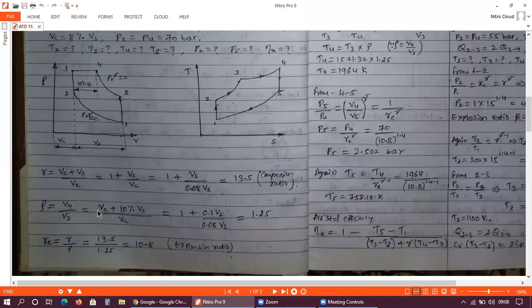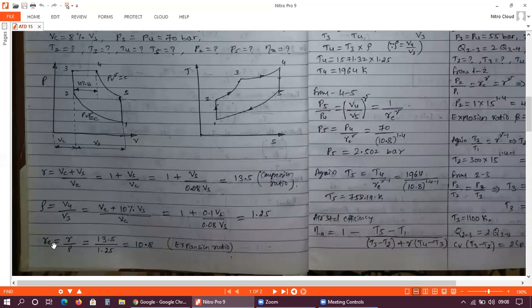So here V4 is nothing but Vc plus 10% of Vs. Vc is the clearance volume and Vs is the stroke volume. So the cutoff ratio is V4 divided by V3. As you can see, V3 is nothing but Vc, that is clearance volume. So just substitute all these values here. You will get the cutoff ratio as 1.25.